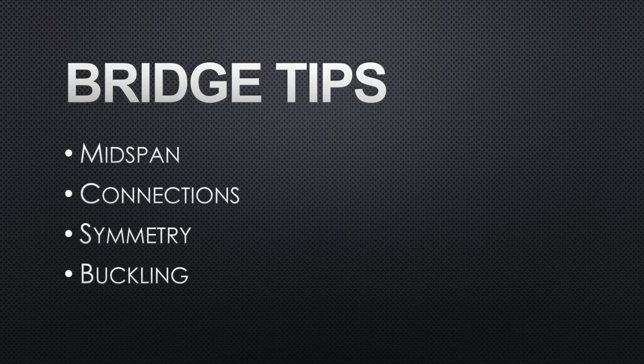The next thing we want to consider is connections. And it doesn't matter how strong all of the parts of the bridge are if they're not joined well. And the expression about a chain is only as strong as its weakest link, this applies here, that you only need to have one bad connection for the whole bridge to fail.